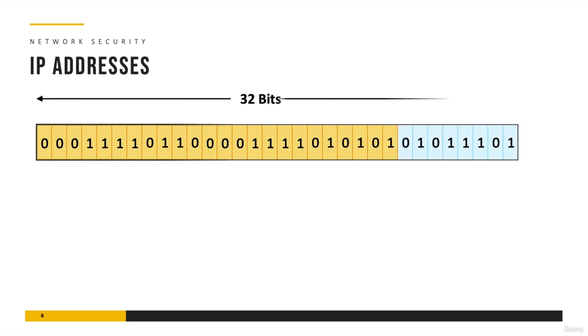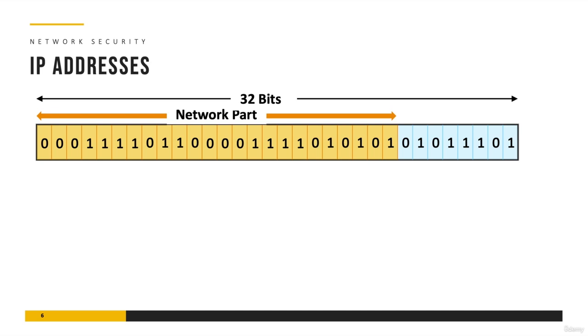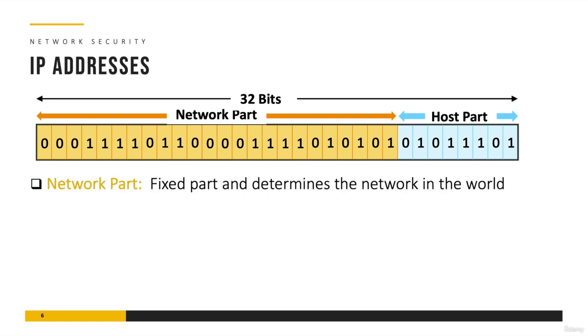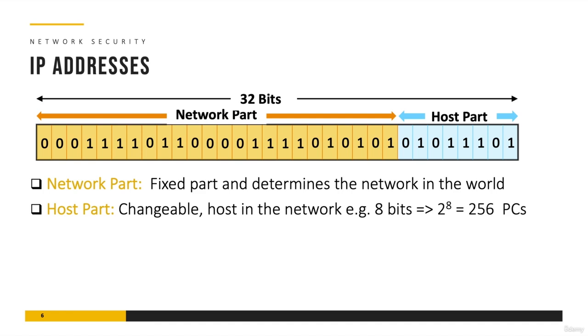Now let's have a more detailed look at the format of IP addresses. Every IP address consists of 32 bits. It has two parts. The leftmost part is called the network part, and the rightmost part is called the host part. The network part always remains fixed, and it determines which network you want to go to. Every network in the world has a fixed network part that identifies that network. But once you've reached that network, you need the host part to actually go to that particular system inside that network. So always remember, the network part, the leftmost part, always remains fixed, whereas the rightmost part, which is the host part, can change.